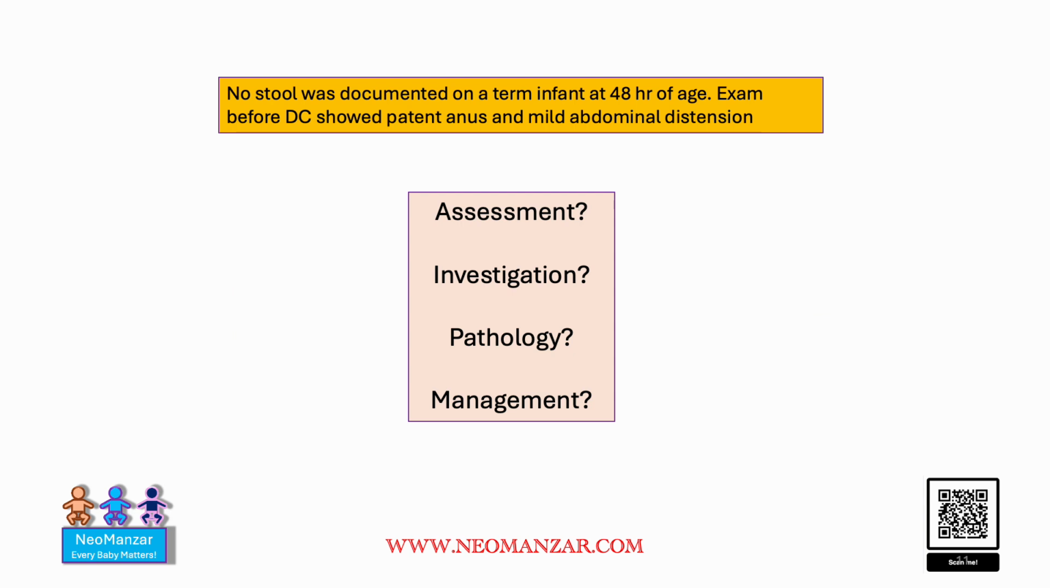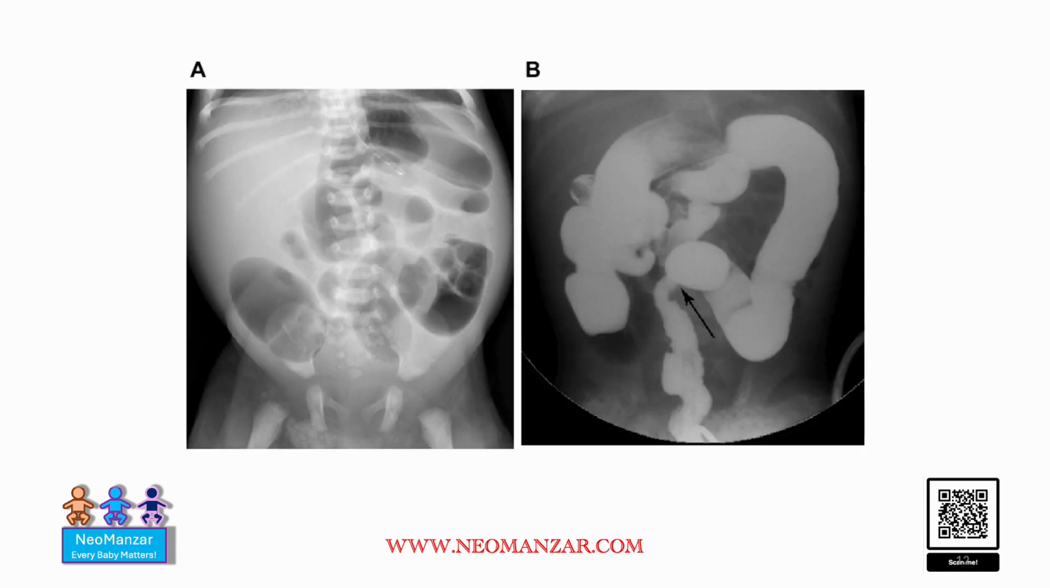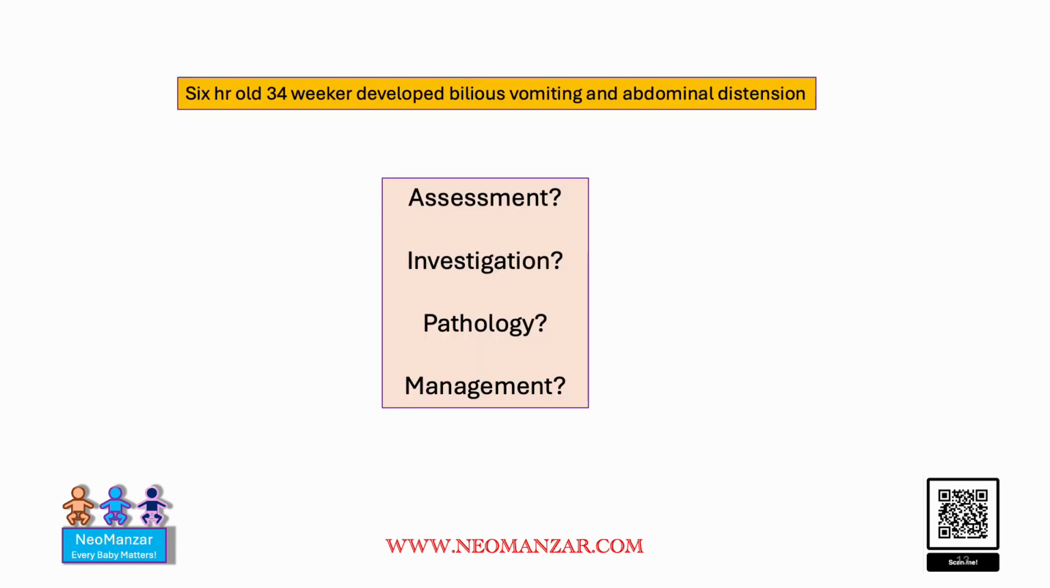We have a case of a term infant who is 48 hours of age now. No stool has been documented, and abdominal exam showed patent anus with abdominal distension. Again, 4 things. What investigation will you do? What assessment will you do? Investigation. What is the pathology? What is the management? So this is the x-ray, and you can see the black arrow points out to a transitional zone. So this is most likely Hirschsprung's disease.